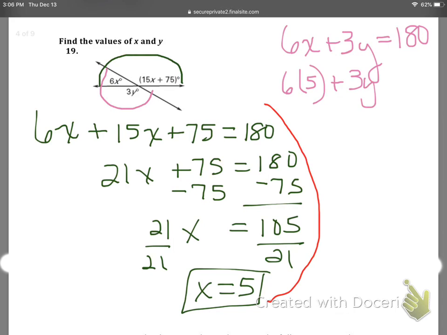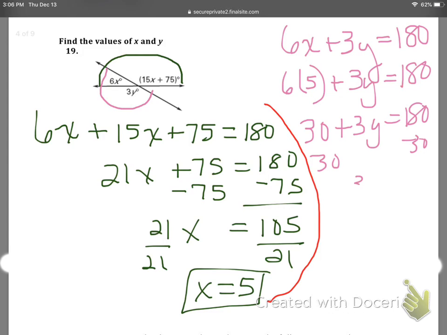But I'm going to rewrite my problem with my x being replaced by the 5 value that I figured out in the green work. 6 times 5 is 30. 30 plus 3y equals 180. Subtract 30 from both sides. 3y equals 150. That's going to make y equal 50 once I divide both sides by 3.